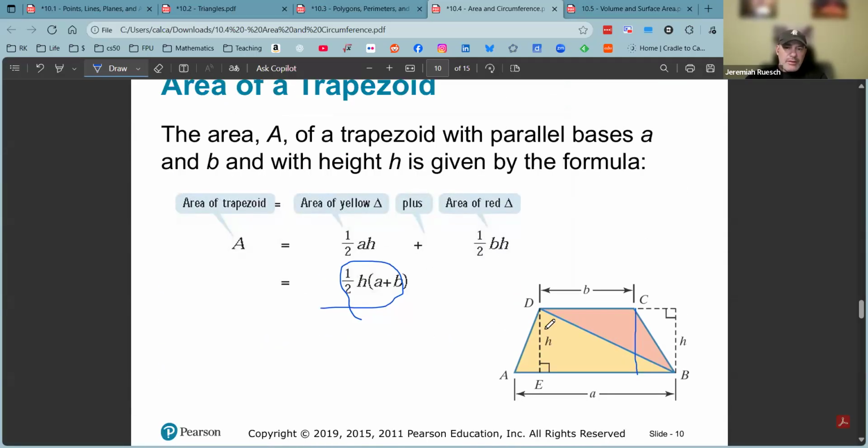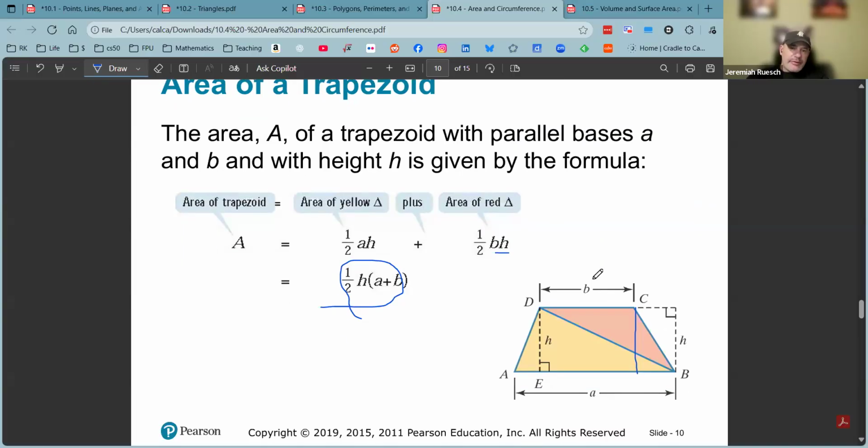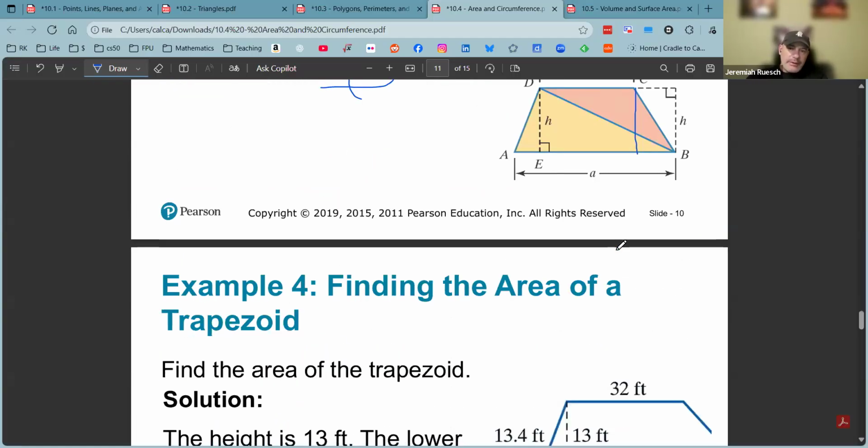That's the area of the yellow triangle, which is a nice way of seeing it, and then plus half base times height of the other triangle. So that's another way of seeing it. And I like this composite vision effect. Probably my favorite thing from this chapter is how they've broken this one down.